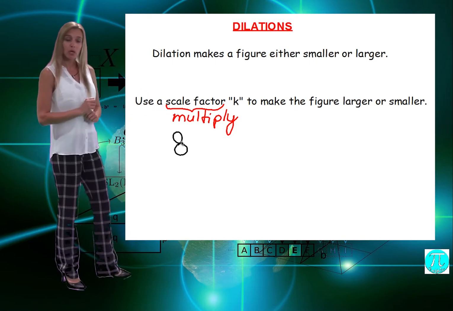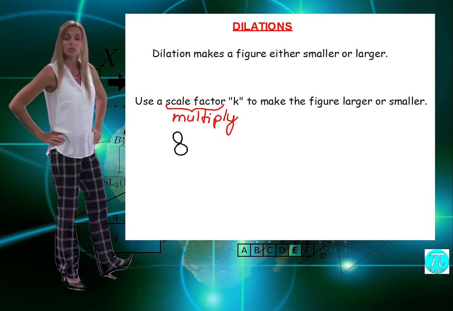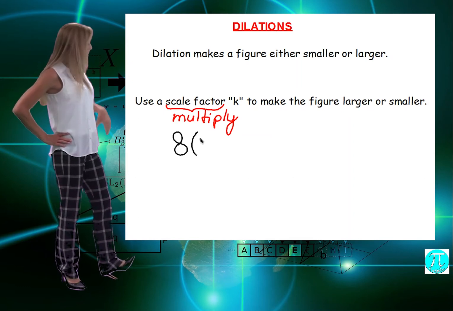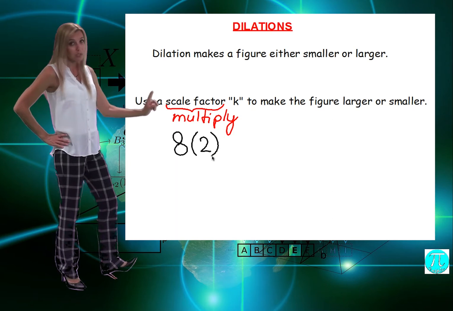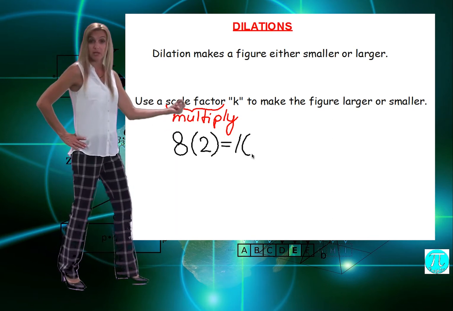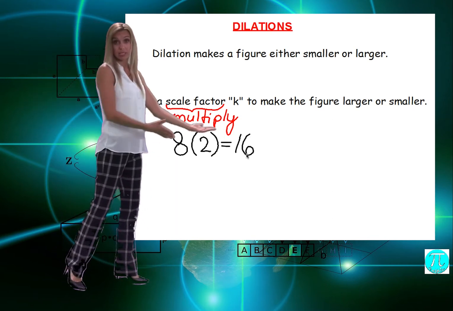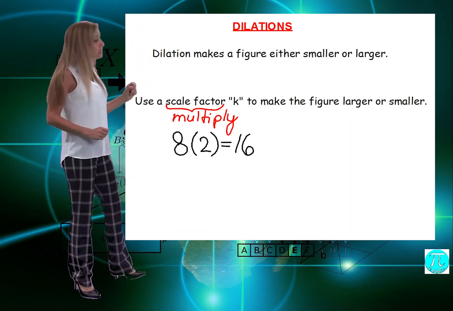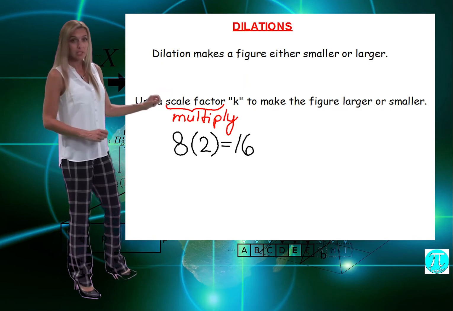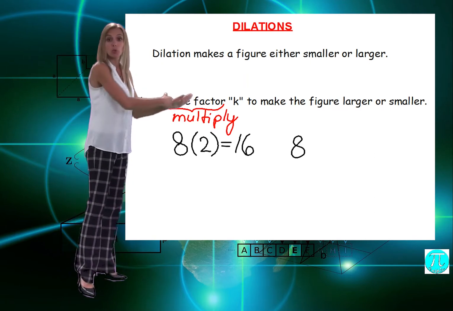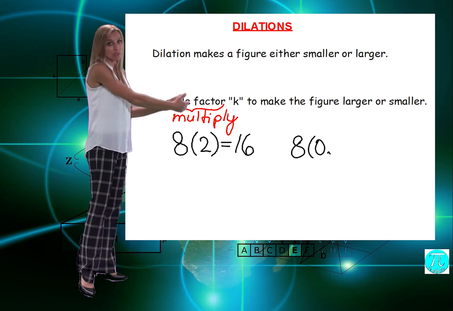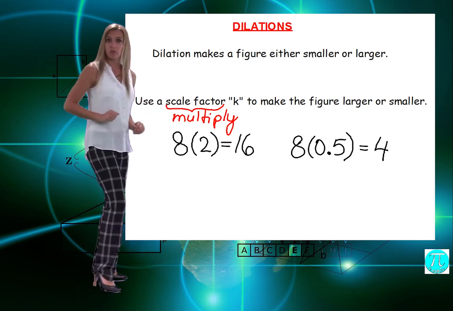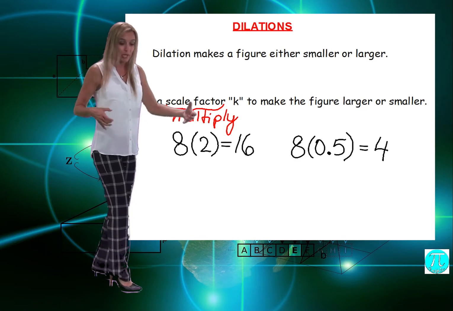And you may say, how do you make something smaller using multiplication? Well, let's look at this. If I have the number 8 and I multiply it by 2, if I say scale factor is 2, I get 16. So I enlarge the number 8. Now let's take the same number 8, and multiply it by 0.5. 8 times 0.5 is 4. So what happened? I made that number 8 smaller.